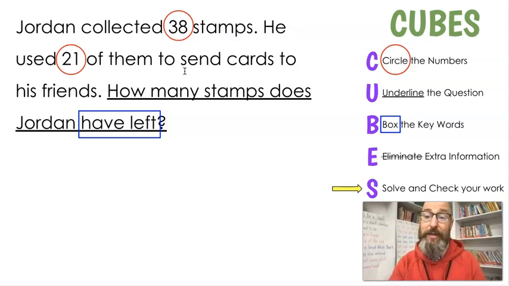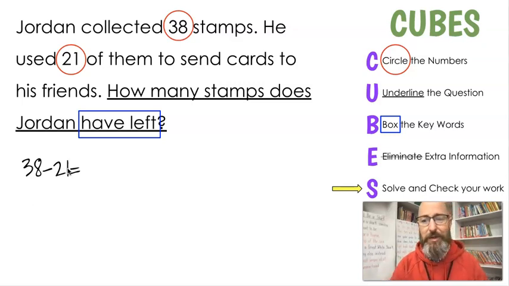Now, at this point in time, we know the numbers, we know what it's asking us to figure out, and we know that it's subtraction. So what is our equation going to be? Which number is going to be the minuend? Which number is going to be the subtrahend? Hopefully you said 38 minus 21.